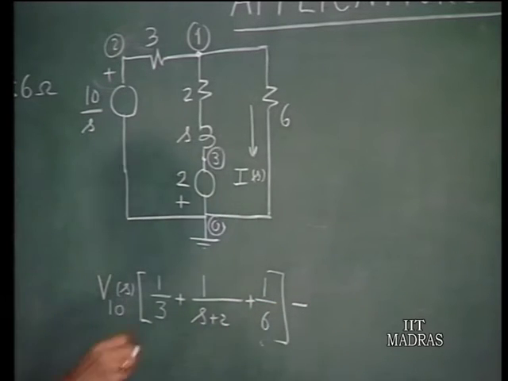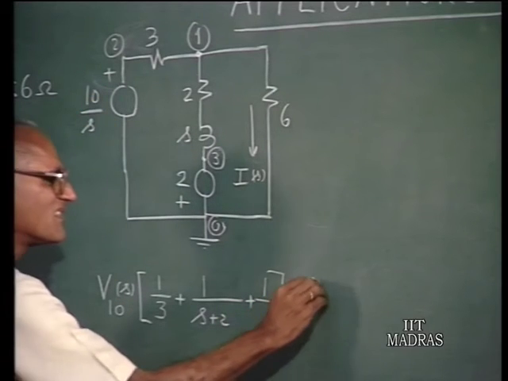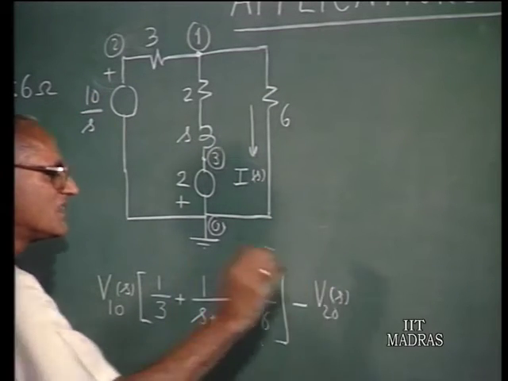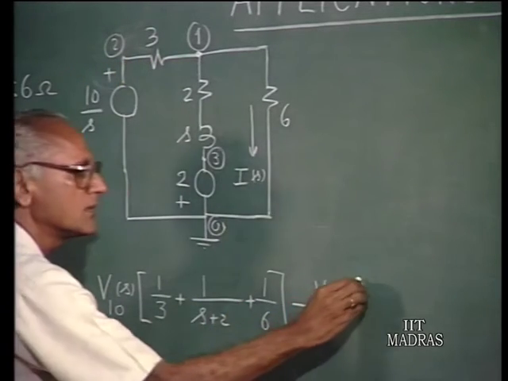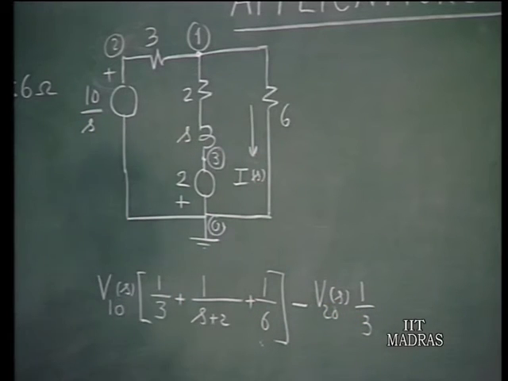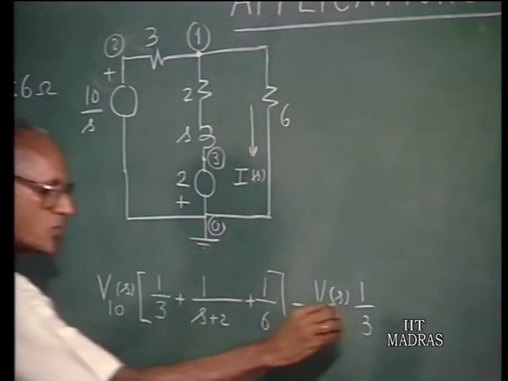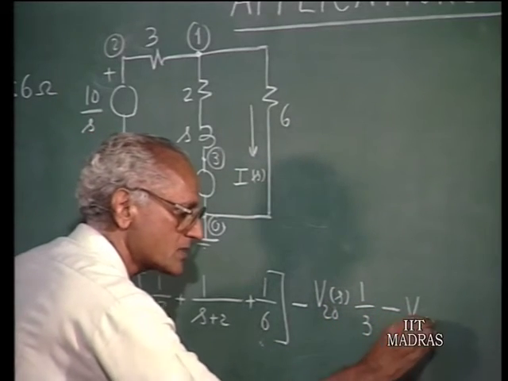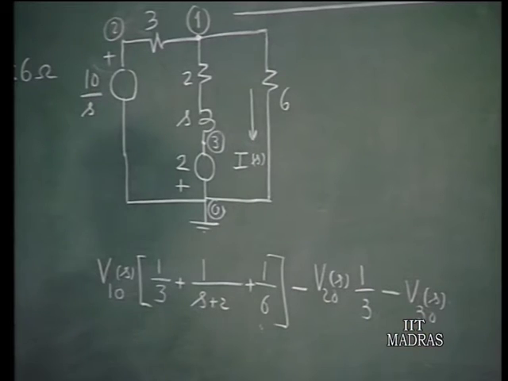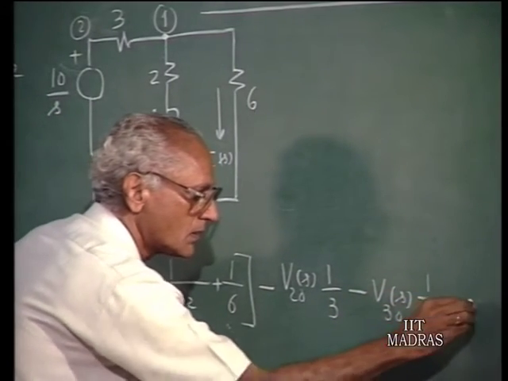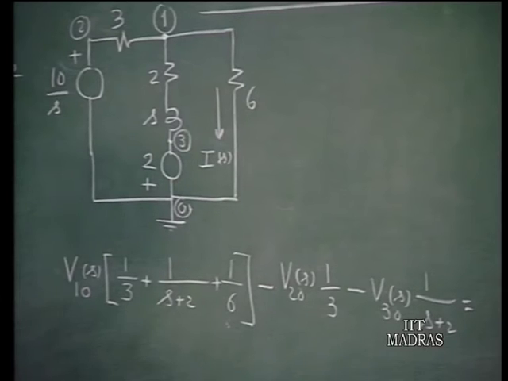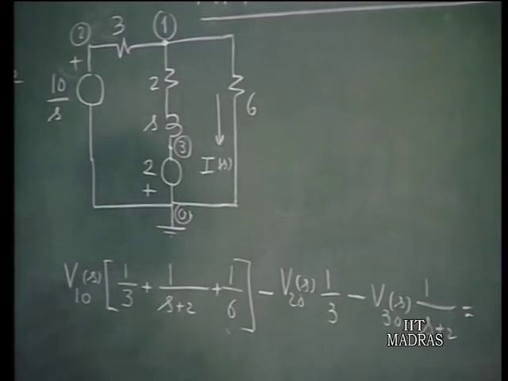Therefore, for the mutual terms you have to take V20 of S, and the admittance connecting nodes 1 and 2 is 1 by 3, that is the coupling term that you are having. Further, you also have a coupling term with reference to V30 of S. The admittance joining nodes 1 and 3 is 1 over S plus 2. This must be the sum of the currents entering node 1 through the various current sources. In this particular example, there is no such current source, therefore, it is 0.